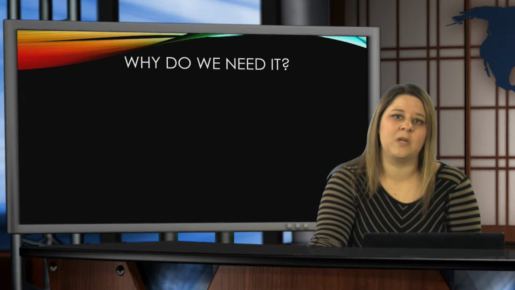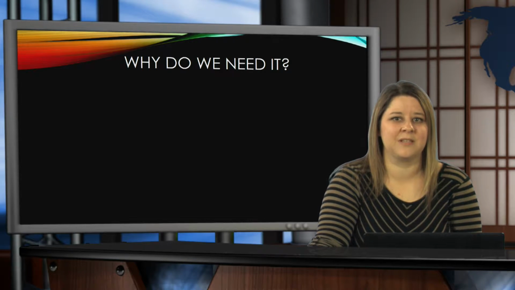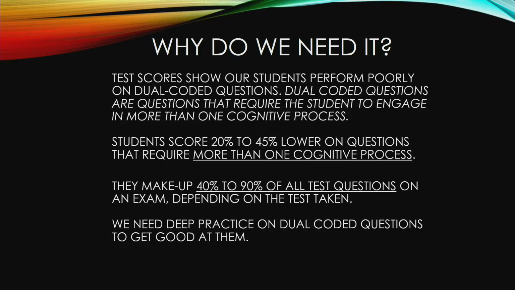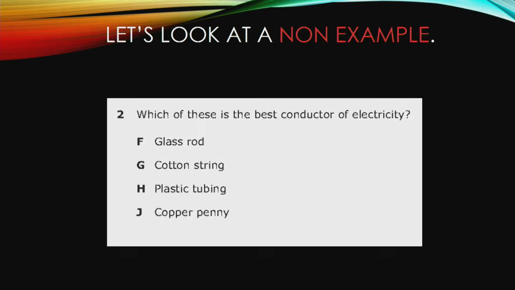So why do we need to practice deep practice with dual-coded questions? Well, test scores show our students perform poorly on dual-coded questions. These questions require more than one cognitive process. Students score 20 to 45% lower on dual-coded questions, and they make up 40 to 90% of all test questions. So we need deep practice on dual-coded questions to get good at them.